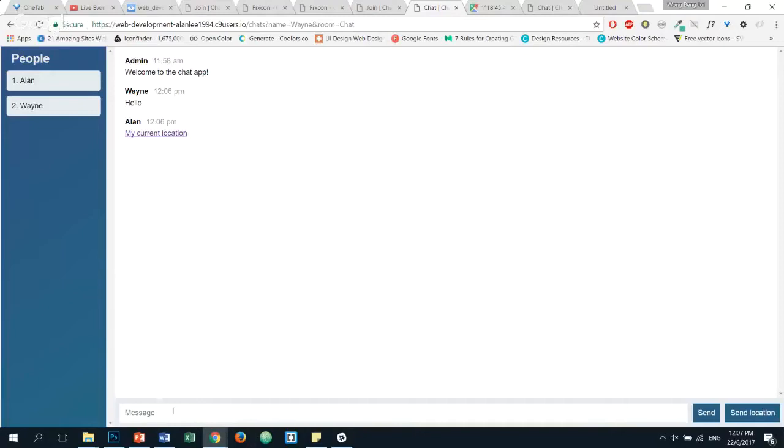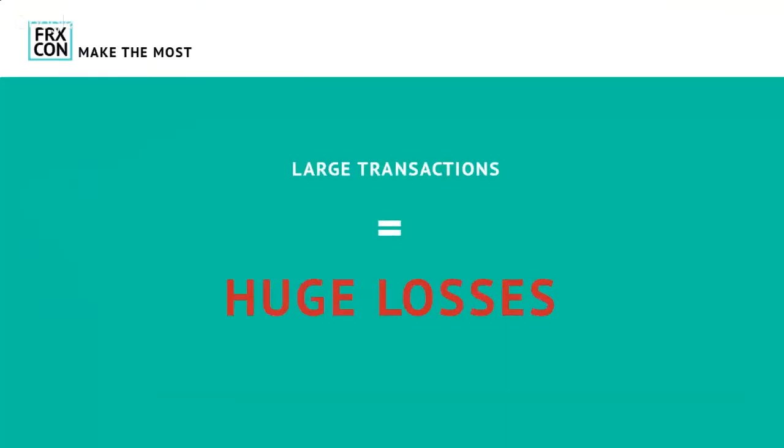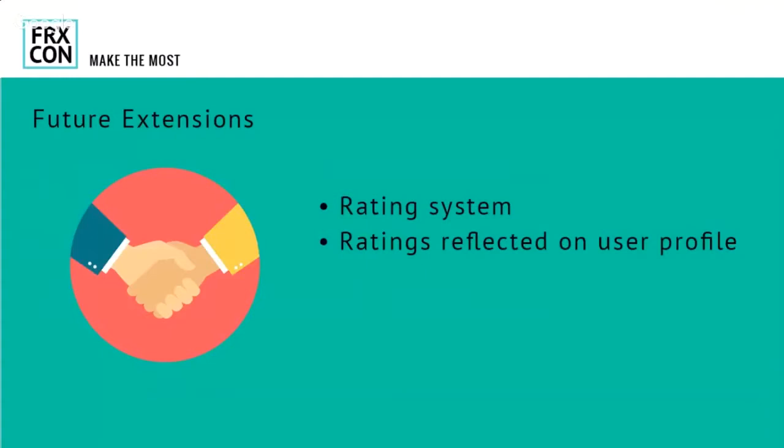What is coming up? Let's go back into the presentation. In future, you can expect that when it comes to dealing with other users, there will be a rating system. You have just dealt with Alan and you can give him a rating out of 5 stars, and in future that rating will be reflected on Alan's user profile.